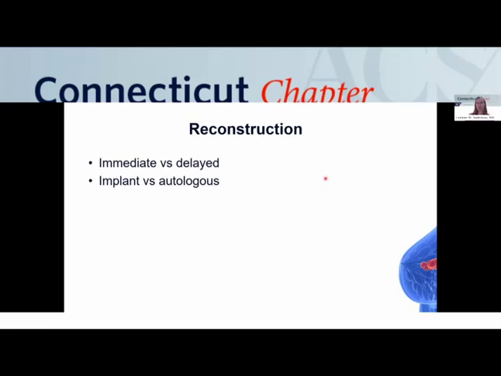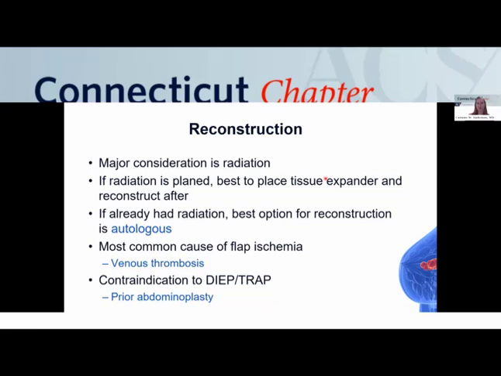There are 2 main ways to reconstruct the breast: implant-based reconstruction, saline or silicone, and autologous reconstruction. When looking at who should get what, the major consideration is radiation. If you are planning for radiation, it's best to place a tissue expander and do the final reconstruction afterwards so that you're not radiating your final reconstruction.